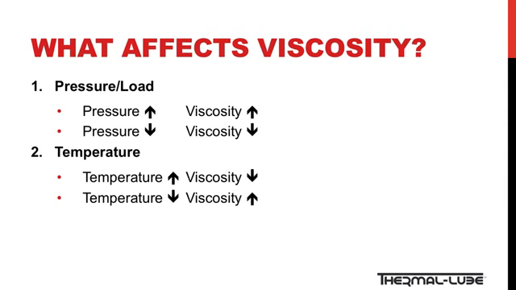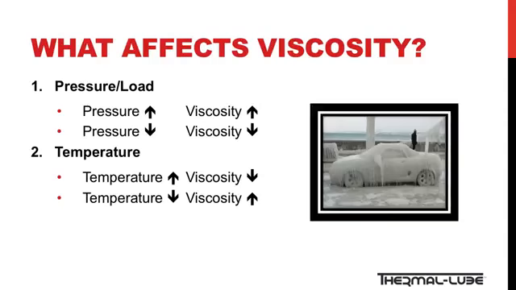Next, we have temperature. As the temperature of the lubricant increases, the easier the lubricant flows and the lower the kinematic viscosity. Conversely, as the temperature goes down, the greater the resistance to flow and the higher the kinematic viscosity. This helps explain why the wrong lubricant in a cold environment makes it difficult to start vehicles or machinery.